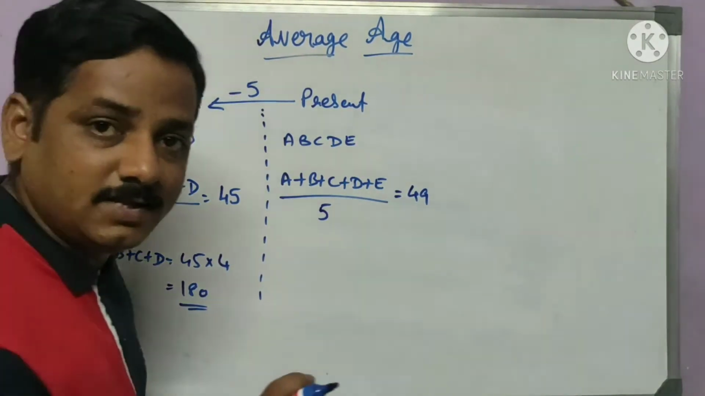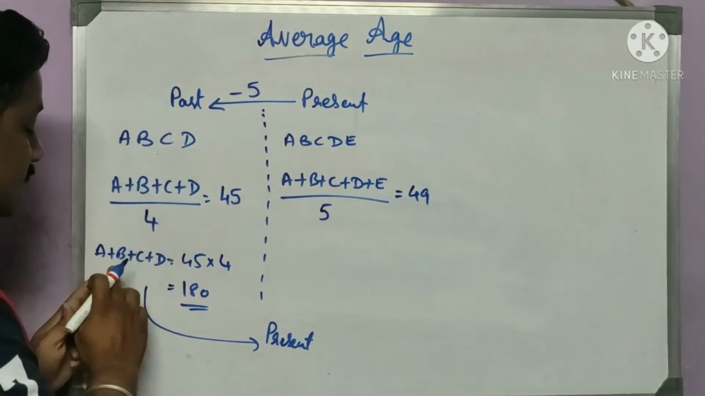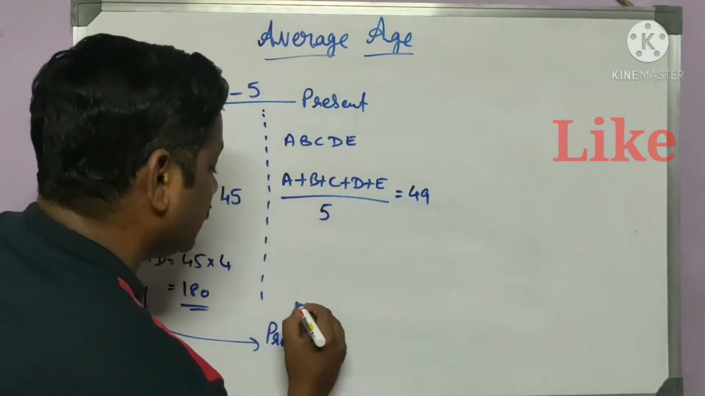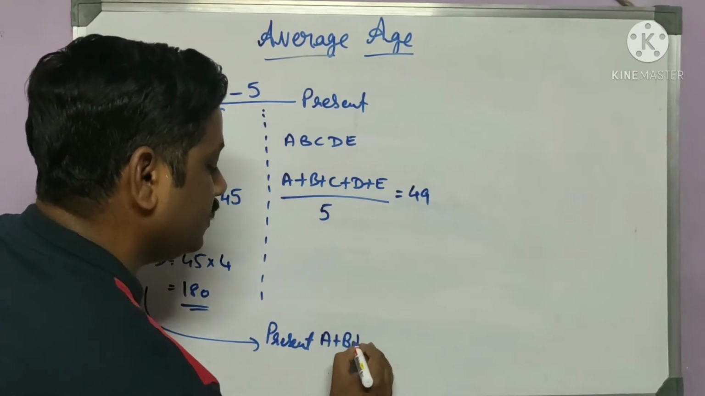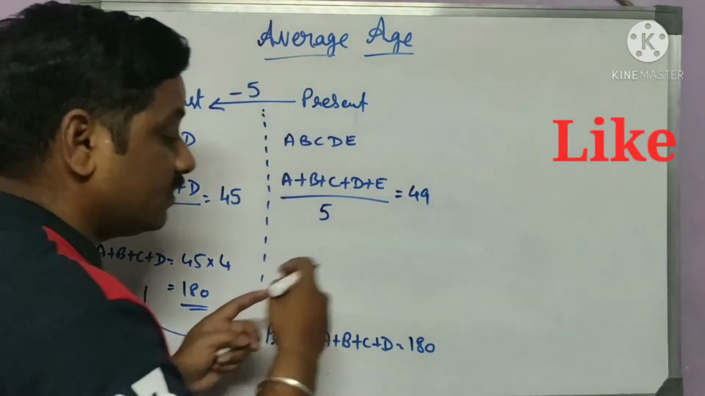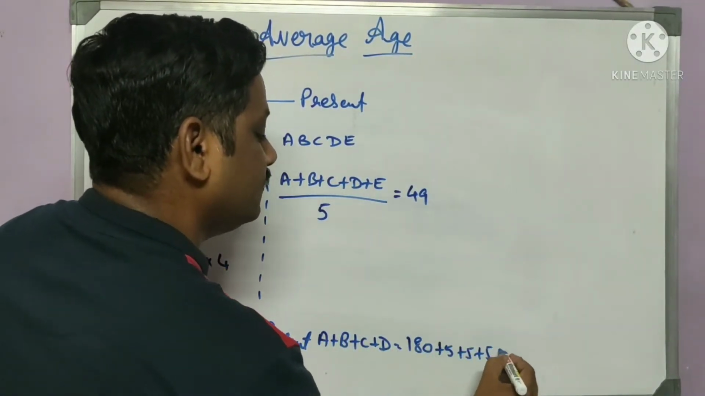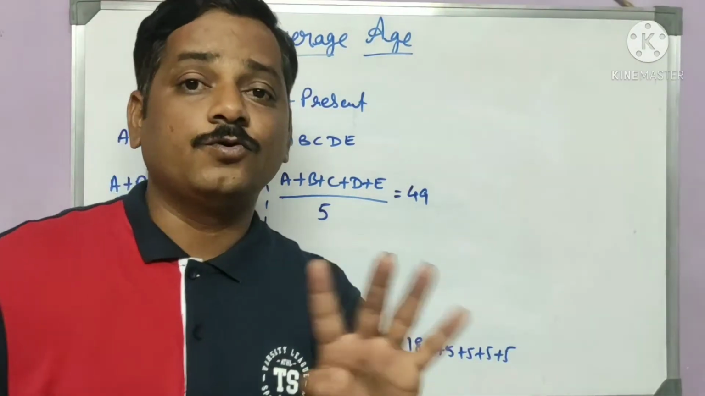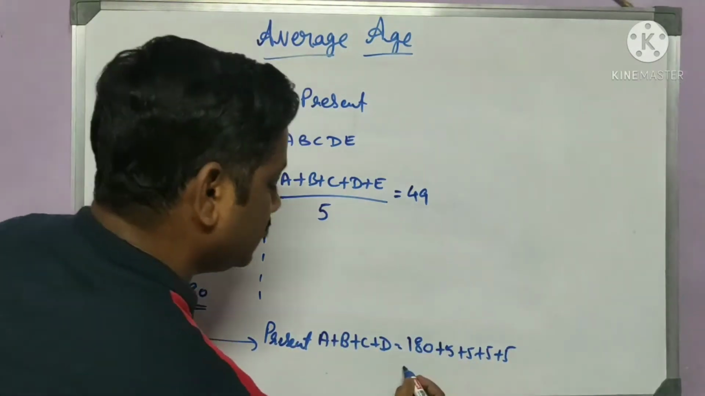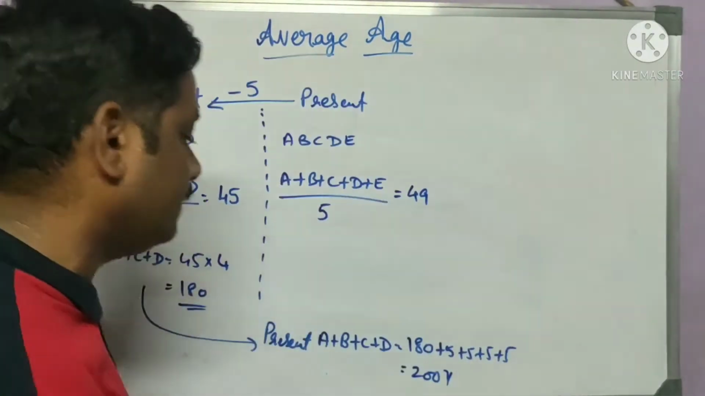So what I mean is, you convert this into a present condition. So how to do that? A, B, C, D, everyone's age has to be increased by 5. So at present, A plus B plus C plus D was 180, 5 years ago. But when we consider after 5 years, now present, plus 5 plus 5 plus 5 plus 5. I have added 5 four times because we have 4 members there. Each will have a plus 5 age. So totally it will be 200.